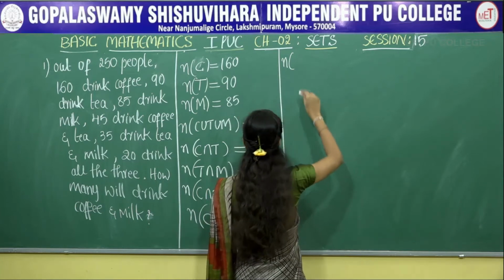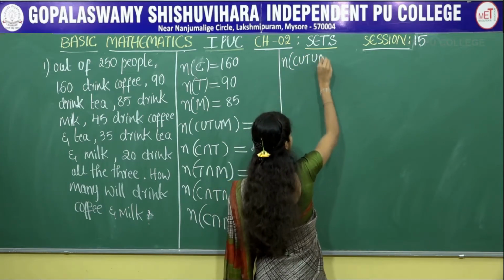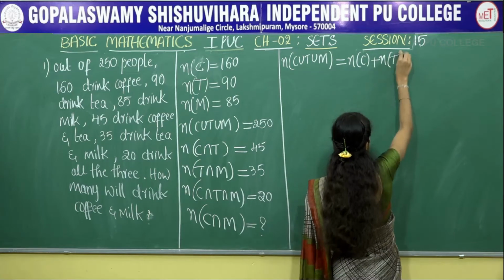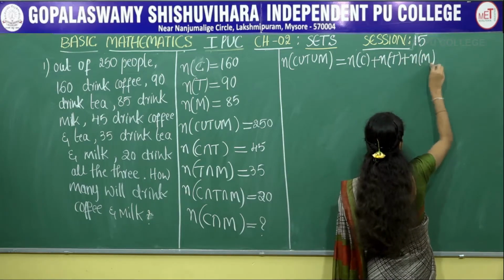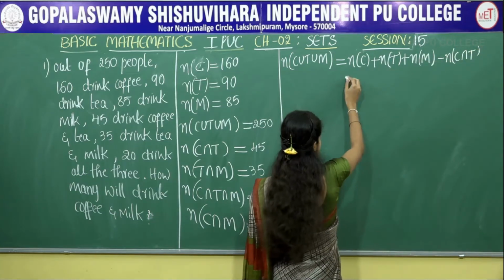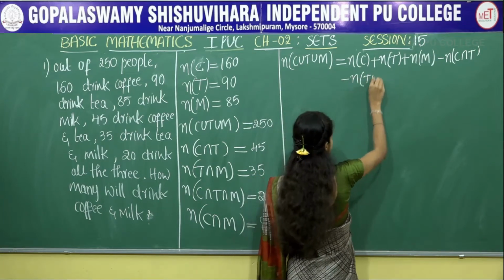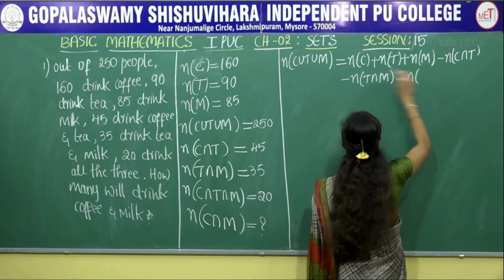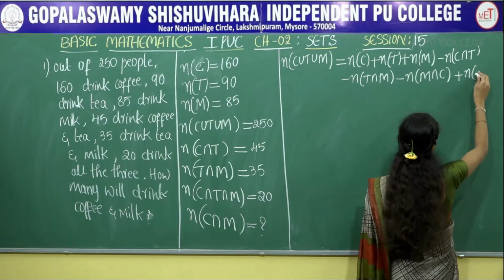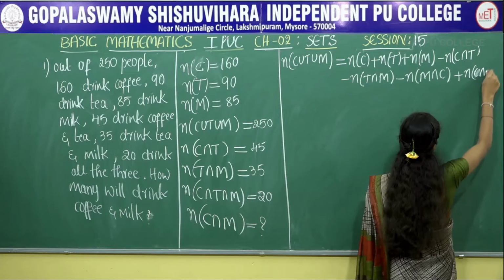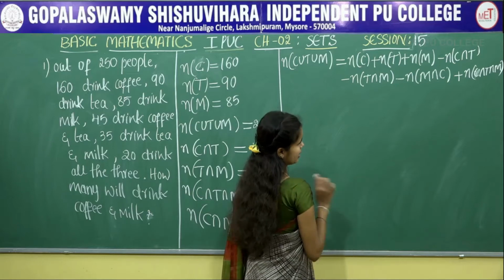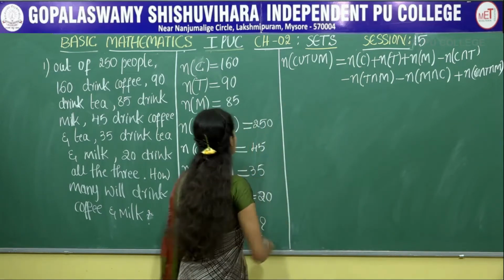N of C union T union M is equal to N of C plus N of T plus N of M minus N of C intersection T minus N of T intersection M minus N of M intersection C, or C intersection M, both are same, plus N of C intersection T intersection M. Now substitute these values here.